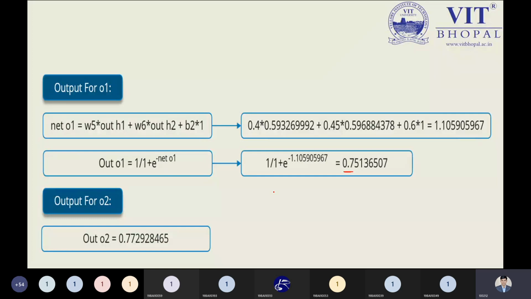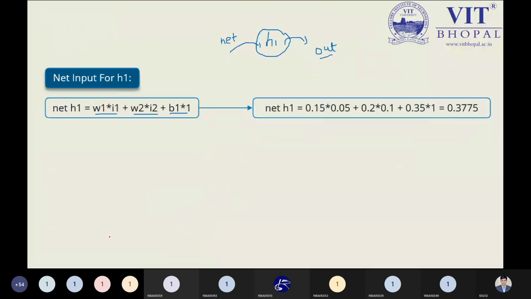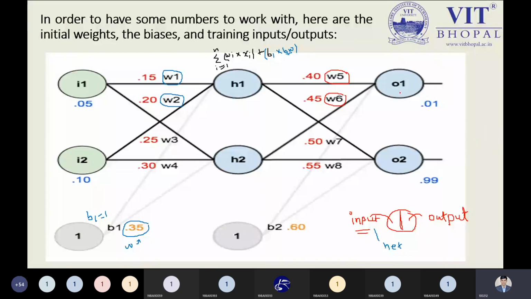Same way, we need to calculate the out O2 value. Before calculating the out O2 value, you are required to calculate the net O2 value. After calculating net O2 value, you will calculate the out O2 value. So after calculating the out O1, out O2 value, what do we have to do? Okay, what is the next step? Finally, we got the net O1 value, out O1 value, and out O2 value.